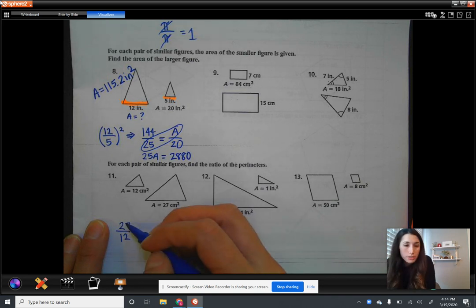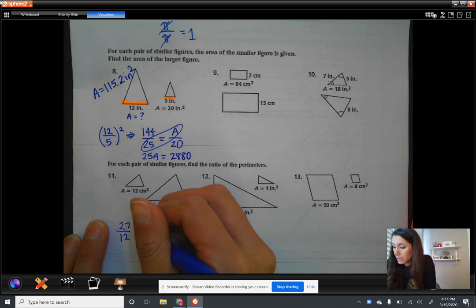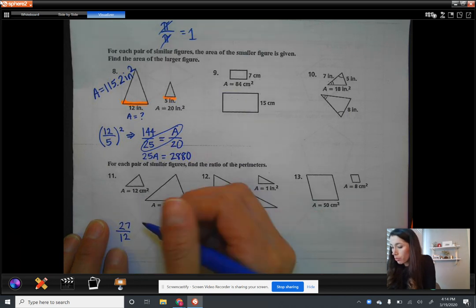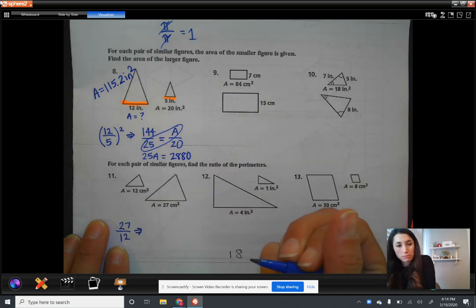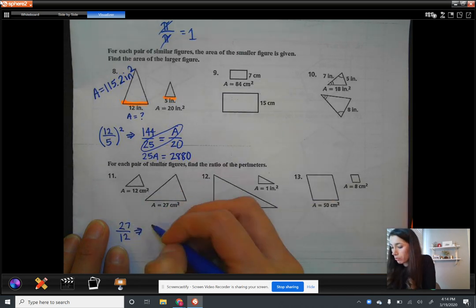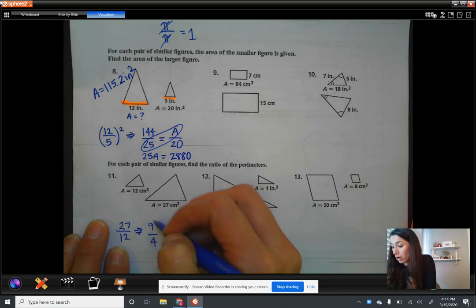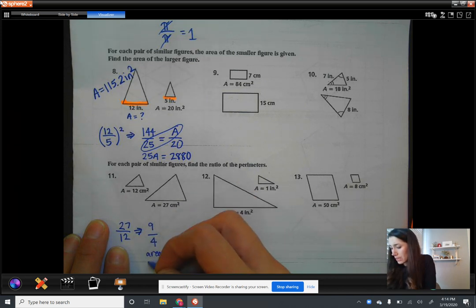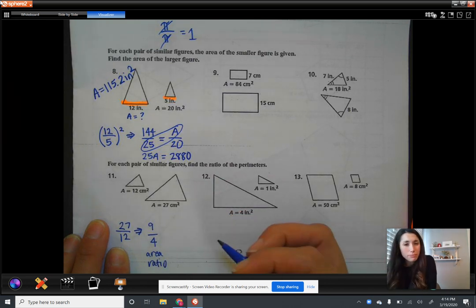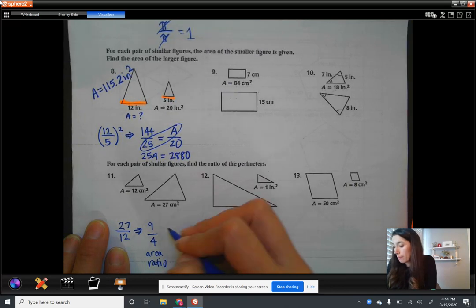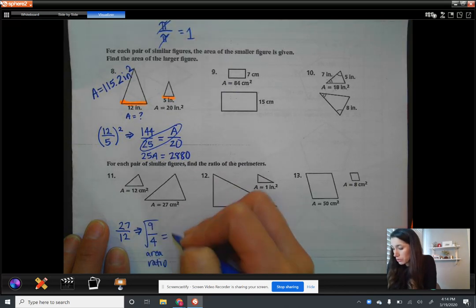I always like to try to simplify this first before I take any square roots, because if I simplify 27 and 12, well, what goes into both of these? 3 goes into both of these, right? So 27 divided by 3 is 9. 12 divided by 3 is 4. So this is the area ratio, essentially. Now remember, area ratio, in order to get into a side length ratio or perimeter ratio, we square root that. So if we square root that, that would be 3 over 2.